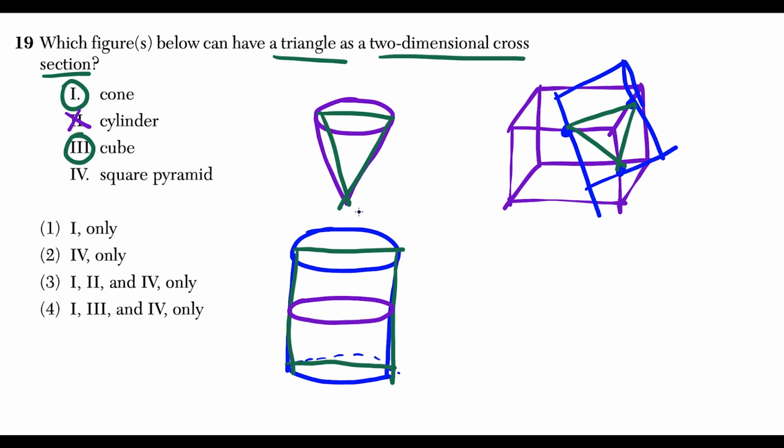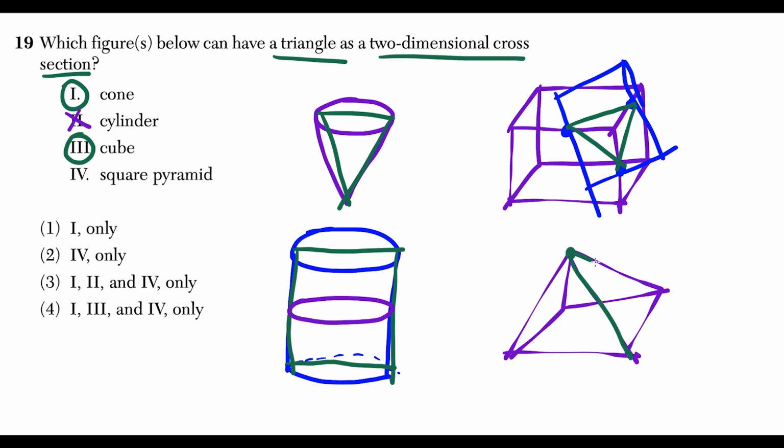And now the last one here, a square pyramid. If I go ahead and draw a square pyramid, you could just see the triangles all around this thing. But if you were to take a cross section right here, let's say on this outer part right here, you were to slice it on this diagonal, you would have a triangle. So we're going to go with choice 4: 1, 3, and 4. These solids have triangles as 2D cross sections.